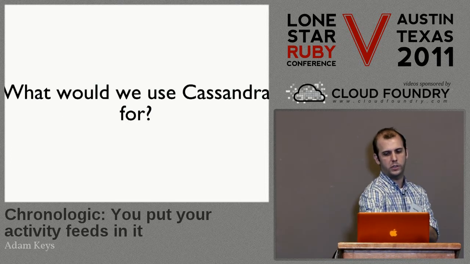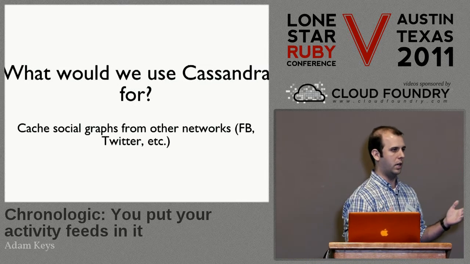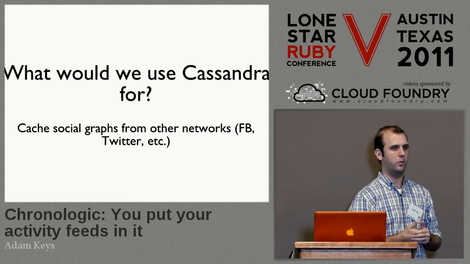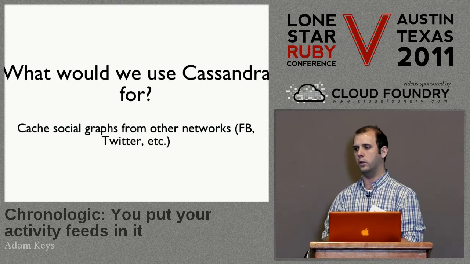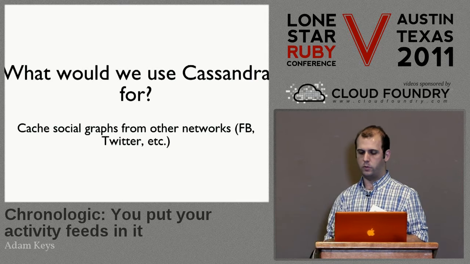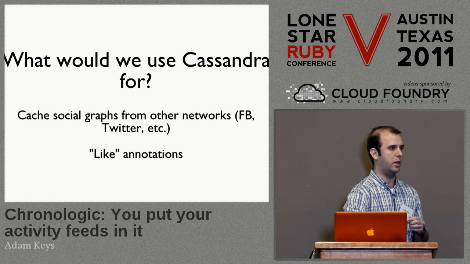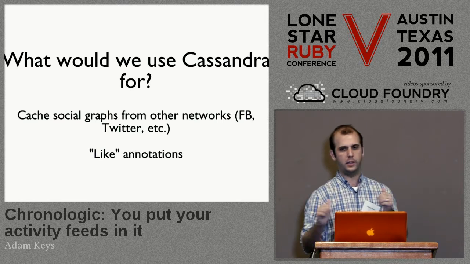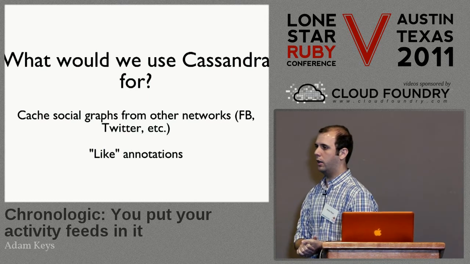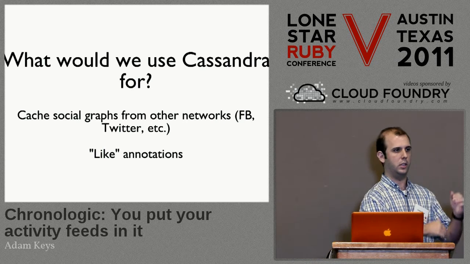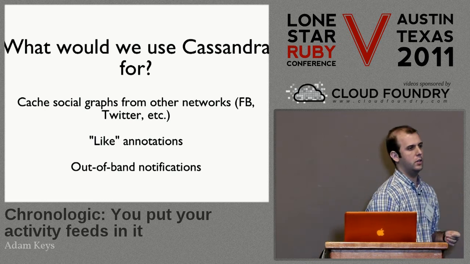What else would we use Cassandra for? Caching social graphs from other networks. We do a lot of social friend matching against your Facebook and your Twitter friends, and it's expensive to make those calls, so we need to store it locally for a short period of time. This would fit really well in Cassandra. Like annotations, if you go someplace and say this is a great thing, if we end up implementing that, this would store really well in Cassandra, where it's sort of a multi-level relationship, but generic.